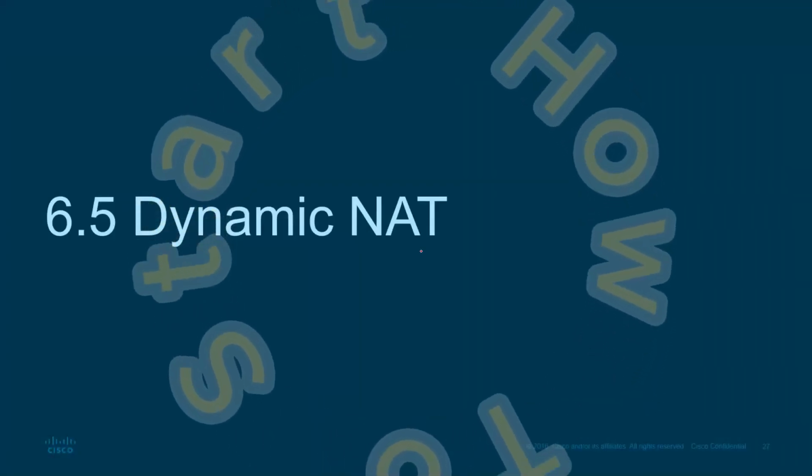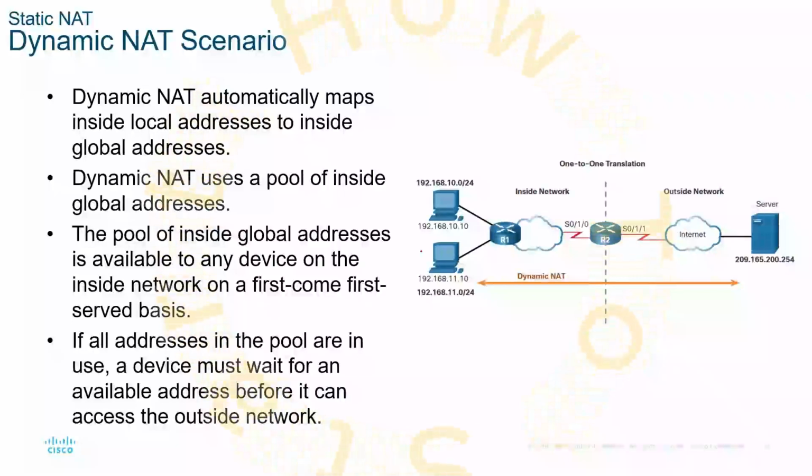Dynamic NAT is our next one. Dynamic NAT, like we said, will use a pool of addresses. However, the pool has to be as large as how many addresses we have. So dynamic NAT will use mapping inside local to inside global addresses. If we use all of the global addresses, then the next sending device will have to wait until there is an open address. If all the addresses in the pool are used, again, waiting has to occur.